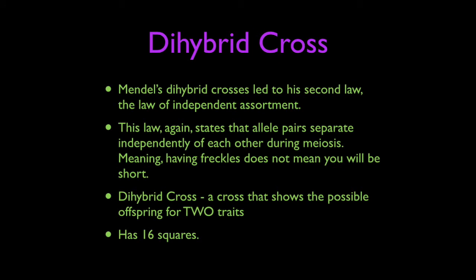Dihybrid crosses are something that, when it comes down to genetics, a lot of people have trouble with. When you get into your upper genetics, you actually have more than a dihybrid cross. This is just the very basic in your college level genetics classes. A dihybrid cross is the most extreme one that you'll hit, and it has 16 squares. Mendel's dihybrid crosses led to a second law, the law of independent assortment. This law again states that allele pairs separate independently of each other during meiosis, meaning having freckles does not mean you're going to be short.